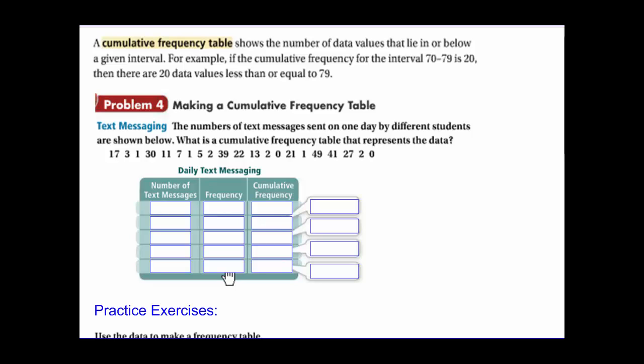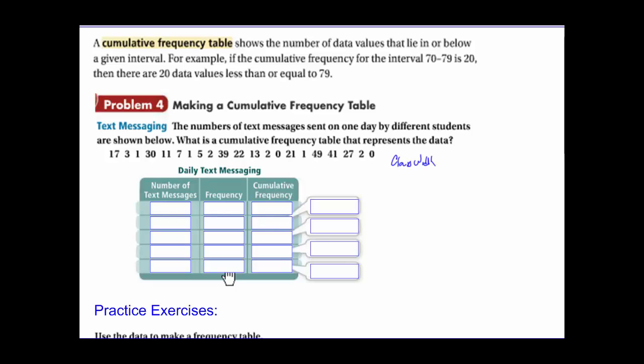So in problem 4, we're going to create this cumulative frequency table using text messaging. These are the numbers of text messages sent on one day by different students, shown below. What is the cumulative frequency table that represents the data? We're going to start off by doing the same thing that we did on the previous page. We need to create the frequency table, find the class width, fill in the frequencies that represent each class, and then we'll move on to the cumulative part.